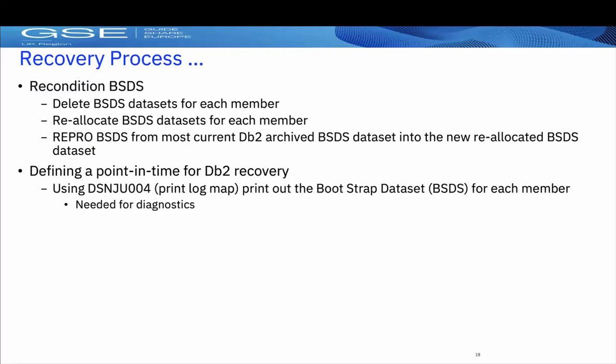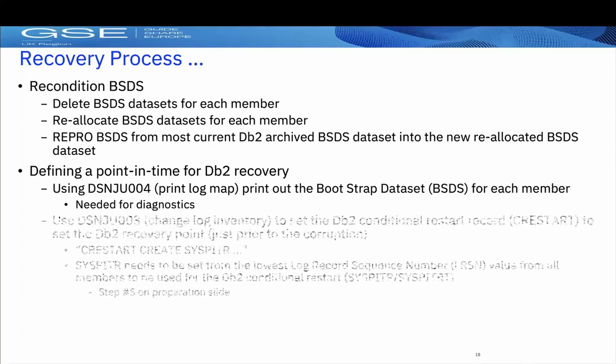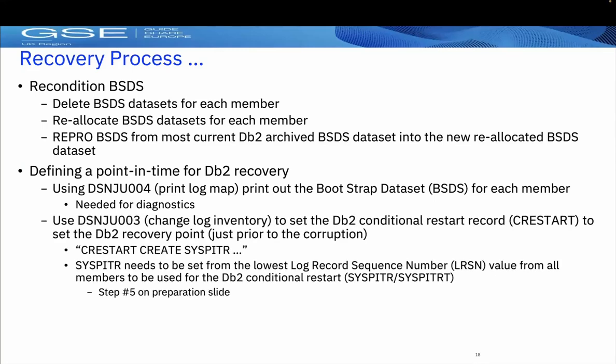And then you're going to define the point in time recovery. So you're going to run the DSNJU004, whether you do it proactively on the previous screen or reactively to understand what's going on in the environment. And then you're going to find the LRSN of 2012 that you want to recover to, and add the conditional restart record to Db2. So recondition the bootstrap and add the SYSPITR where you're going to recover to.